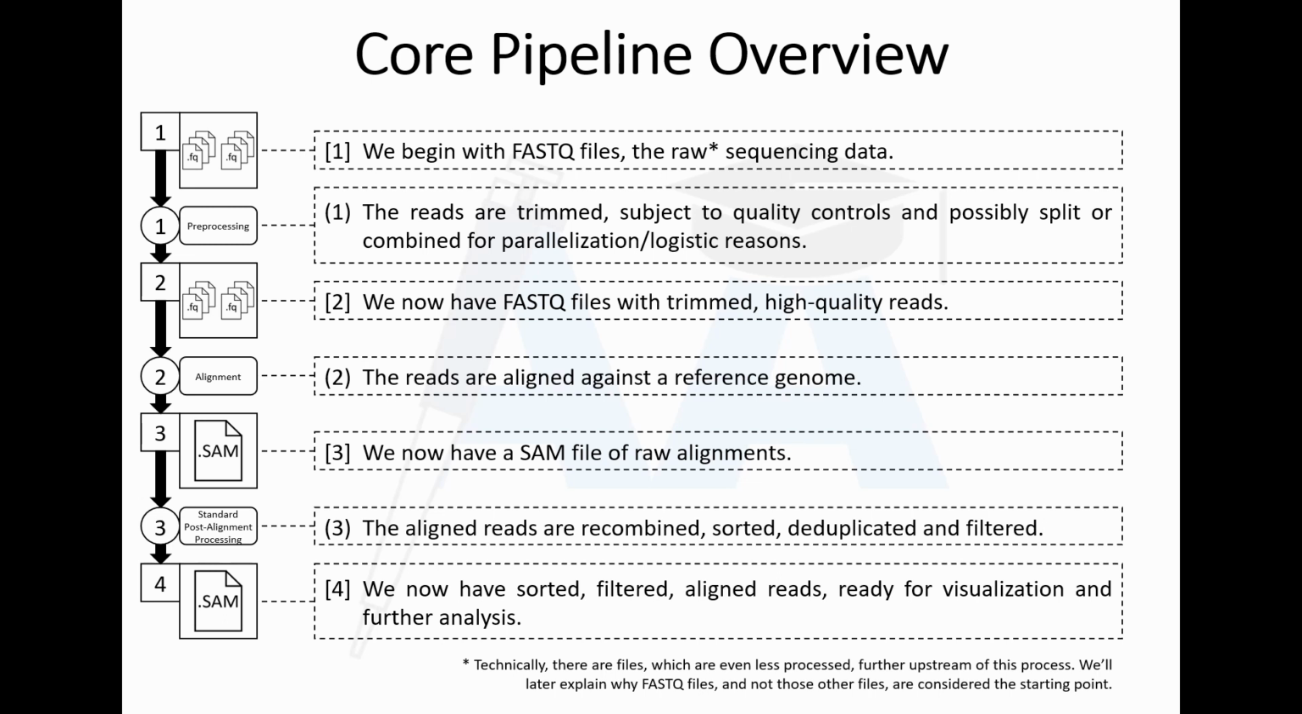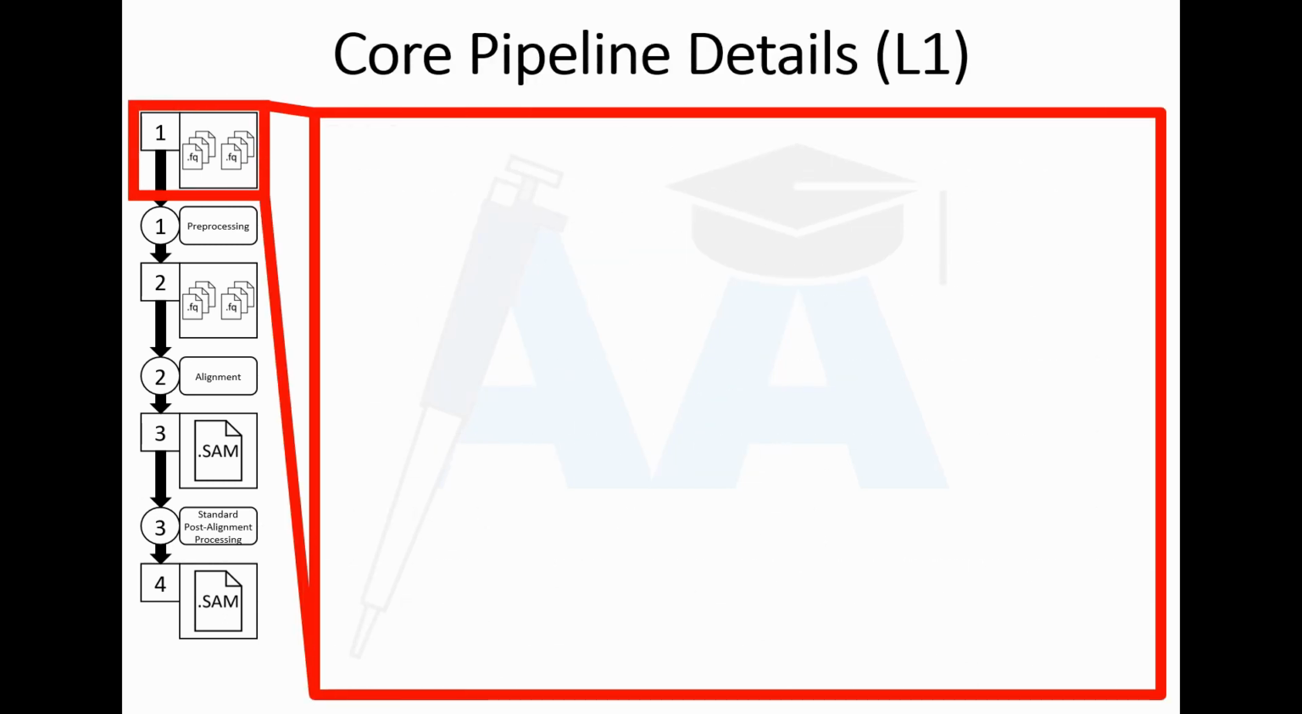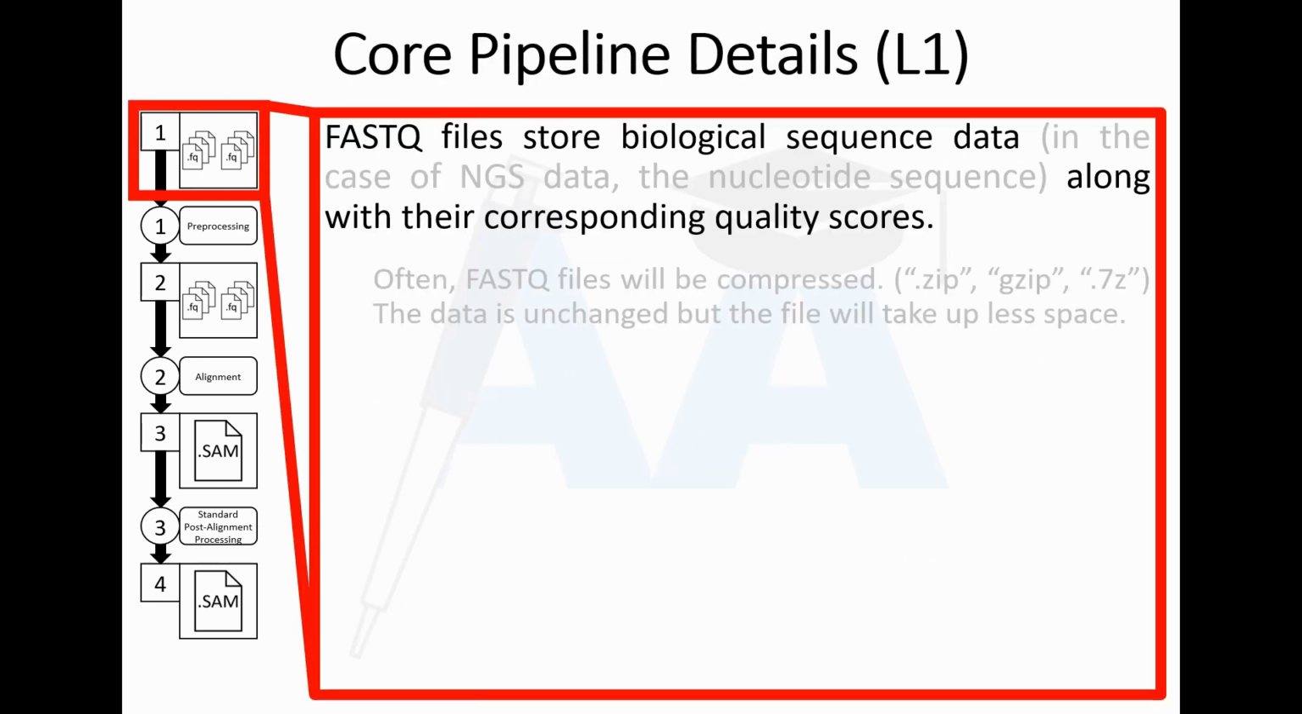Anyway, now that we've done the overview, let's go into a bit more detail. I'll start by explaining what FASTQ files are. FASTQ files store DNA sequence data along with the quality scores for each nucleotide. The format could theoretically work for amino acid sequences, but personally, I've never seen it used for that before. So in the context of this video series, I'll only talk about FASTQ as a file format for DNA sequences.